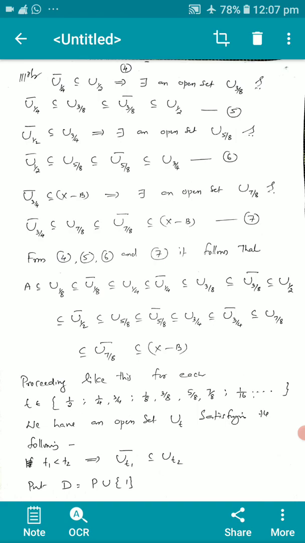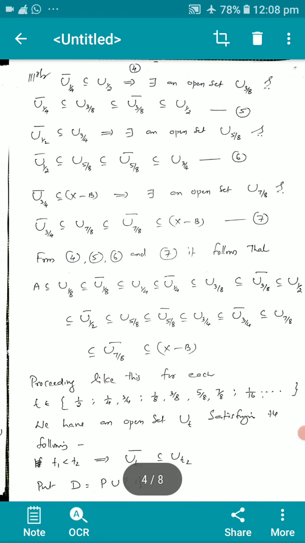The fifth one: U1/2 bar is a subset of or equal to U3/4, which implies there is an open set U5/8 such that U1/2 bar is a subset of U5/8, which is a subset of U5/8 bar, which is a subset of U3/4. That is the sixth one. Again, U3/4 bar is a subset of X minus B, which implies there is an open set U7/8 such that U3/4 bar is a subset of U7/8, which is a subset of U7/8 bar, which is a subset of X minus B. It is the seventh statement.